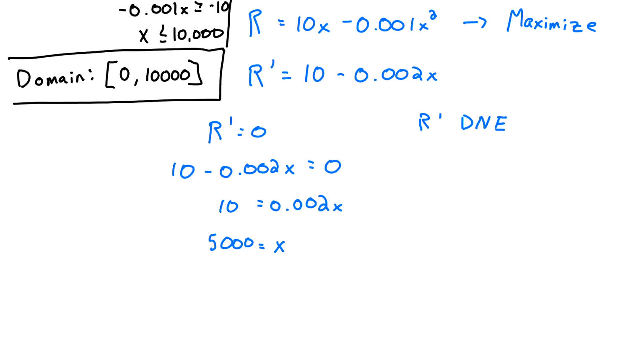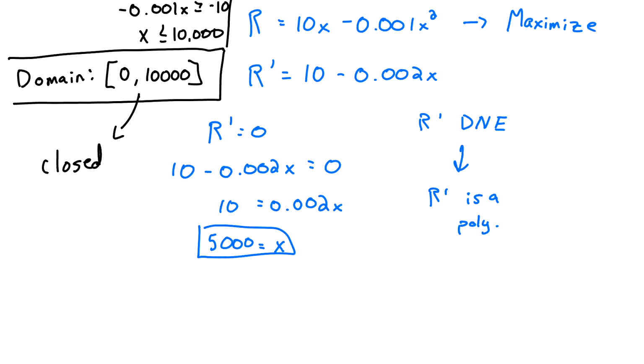That's good. The other case I need to consider is places where r prime does not exist. If I look at the equation for r prime, though, it's a polynomial. So that means we're not going to have to worry about any other additional critical numbers. We only have the one, x equals 5,000. So we have our critical numbers, and we said last time that our domain was 0 to 10,000, and that we were working on a closed interval this time.